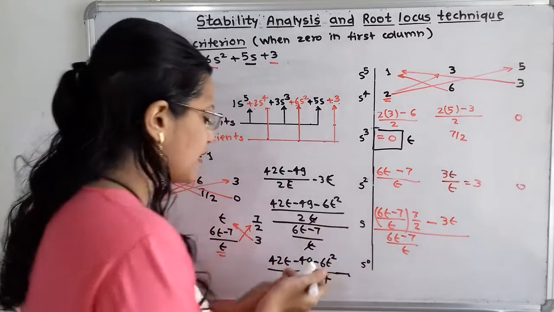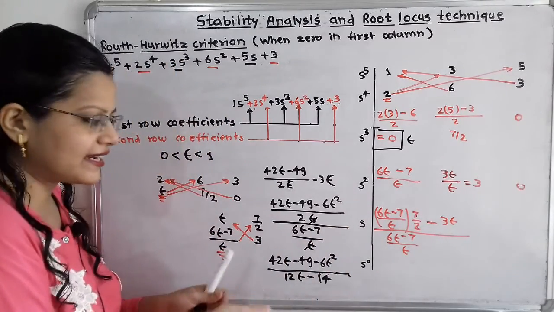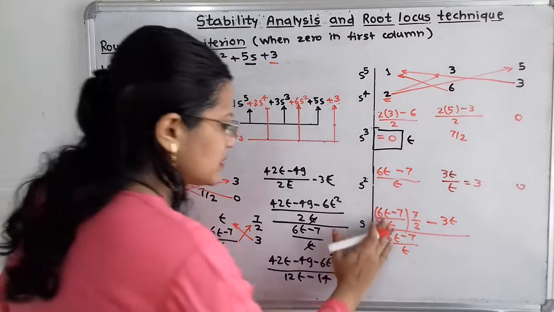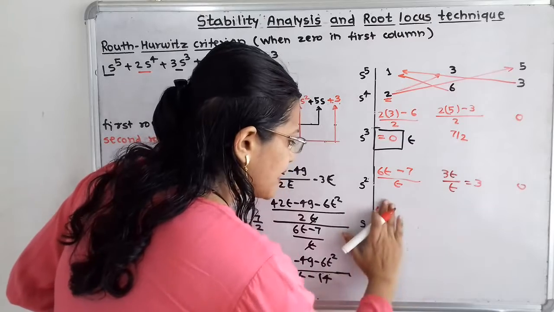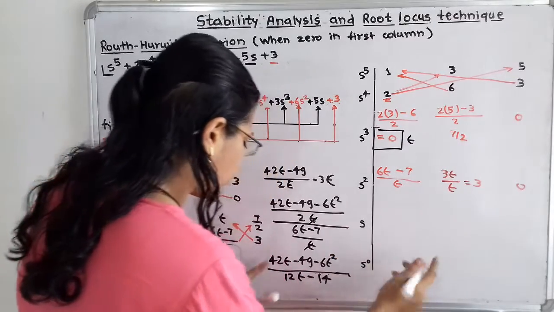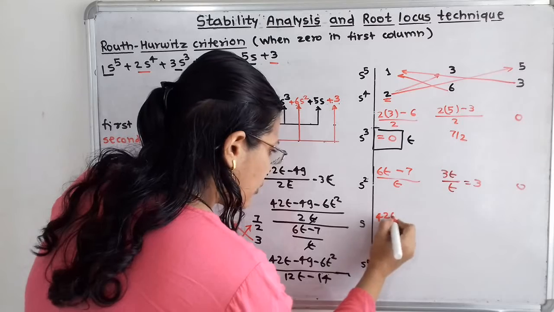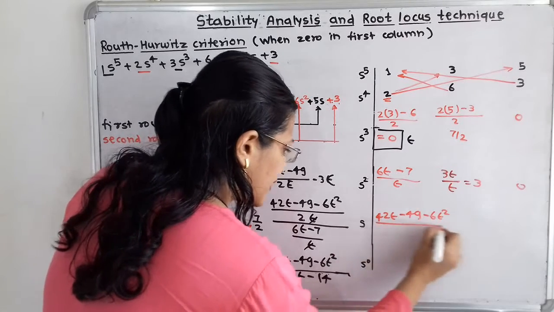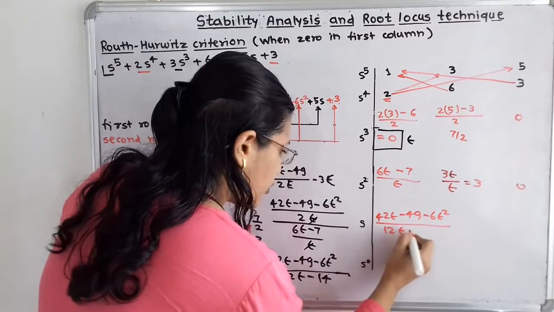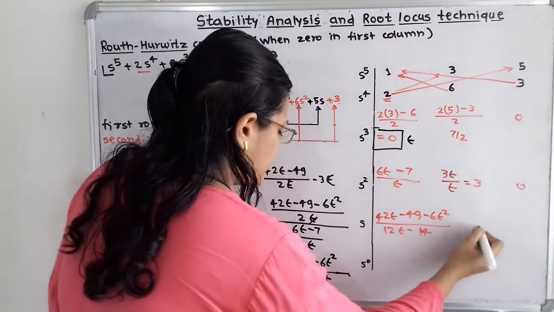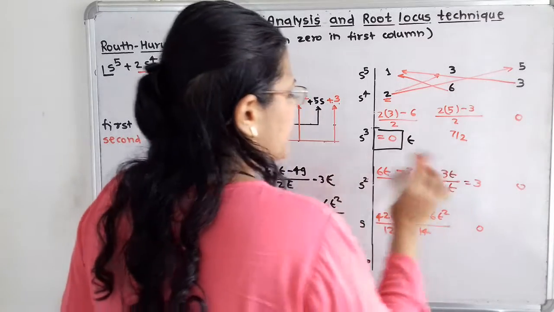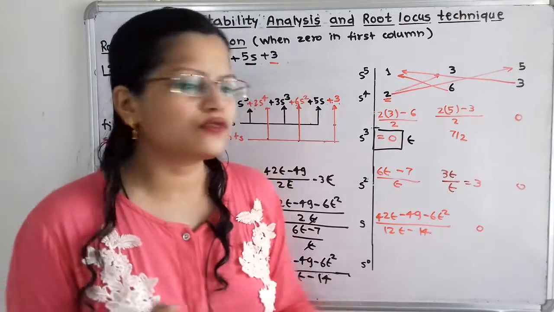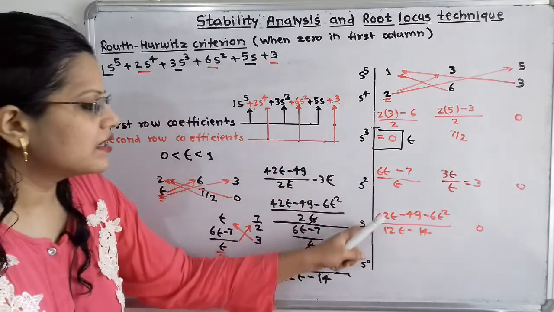So instead of this calculation I will rewrite directly. I will remove all this and directly write this answer because this answer is important: 42 epsilon minus 49 minus 6 epsilon square divided by 12 epsilon minus 14, and here the next term is 0 because here only one calculation is there. Now for the calculation of s raised to 0, again we have to select the above 2 rows.